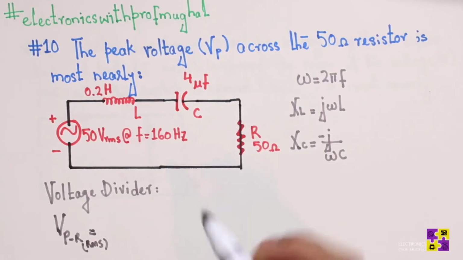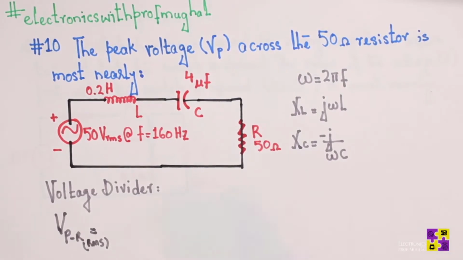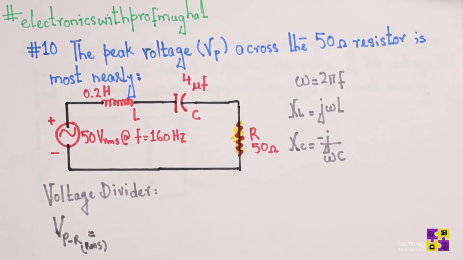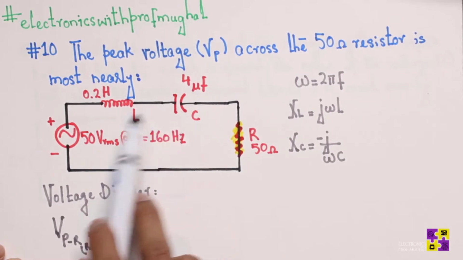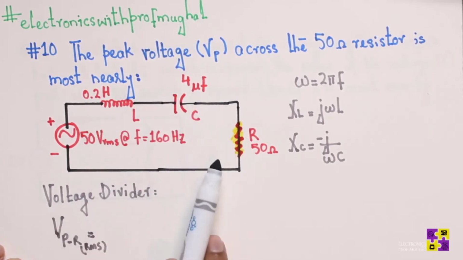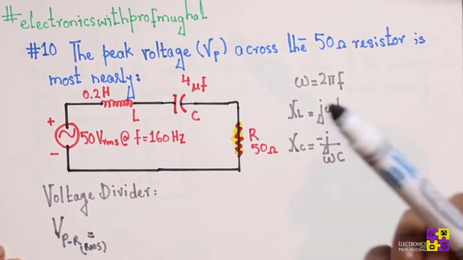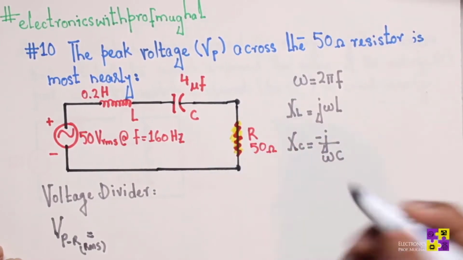Okay, for the given circuit that we have here, we have to find the peak voltage across the 50 ohm resistor. It's an RLC circuit that we have done a few times before as well. So the first thing we need to do is find the inductive reactance and the capacitive reactance. Once we have the impedance, we can simply apply the voltage divider to find the voltage across the resistor right here. Okay, so let's get rolling.